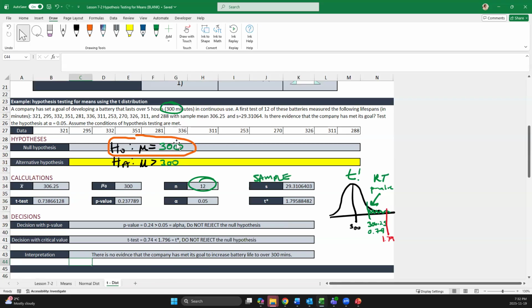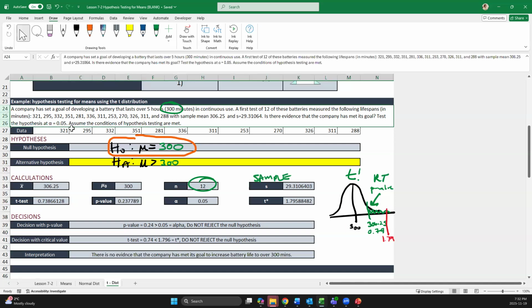Using this hypothesis testing procedure, we have a probability associated with getting the sample results, and it's not considered unusual enough. So again, another way of saying this is if the battery life was exactly equal to 300, it's possible to get a random sample of only 12 batteries where the battery life was actually 306.25. That actually would happen about 24% of the time. That's what your p-value says, about 24% of the time.